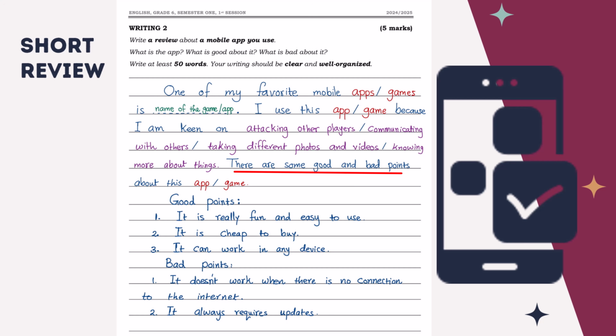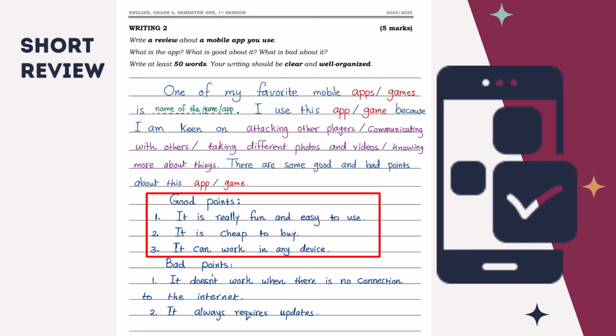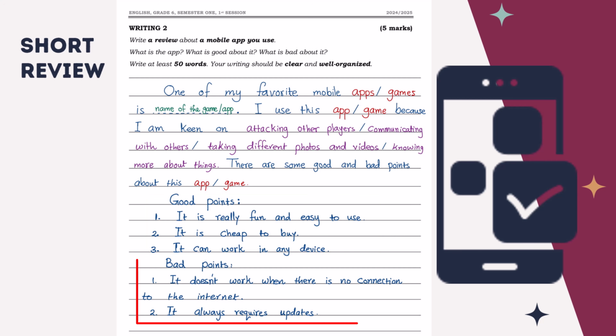After you mention one of these phrases, then you will write this statement. There are some good and bad points about this app or game. Good points. Number one, it's really fun and easy to use. Number two, it's cheap to buy. Number three, it can work in any device. Then you will move to the bad points. Number one, it doesn't work when there is no connection to the internet. Number two, it always requires updates.